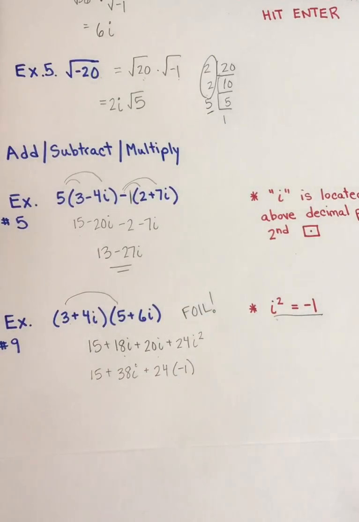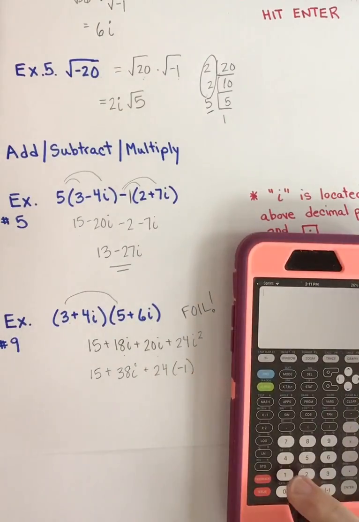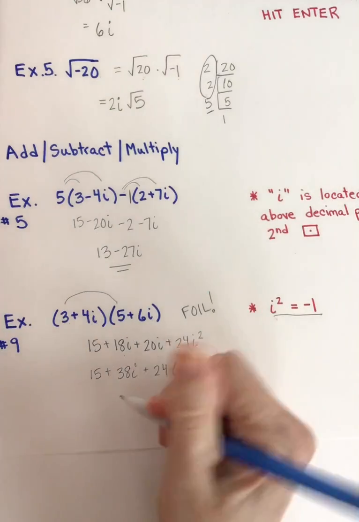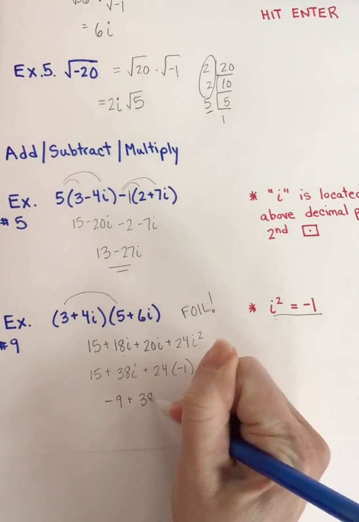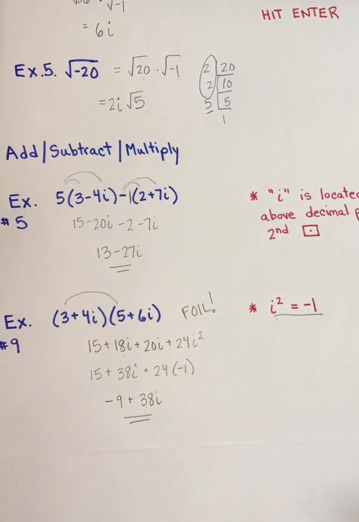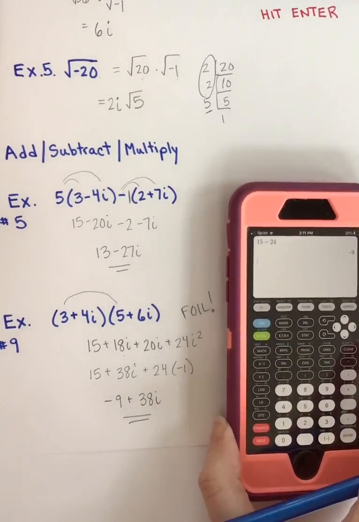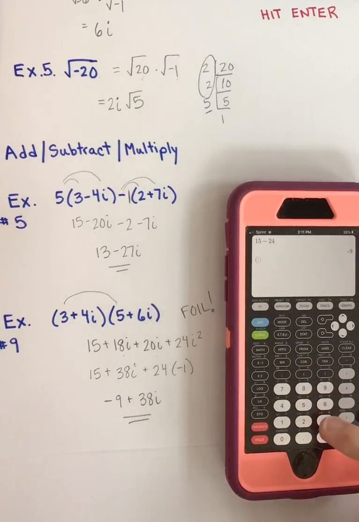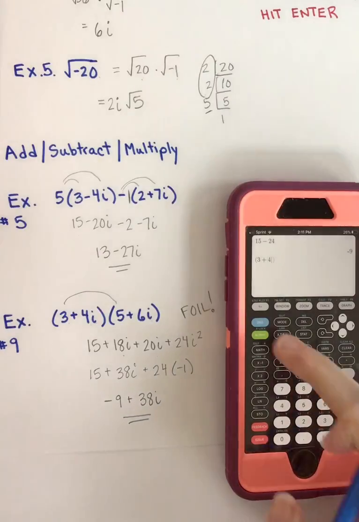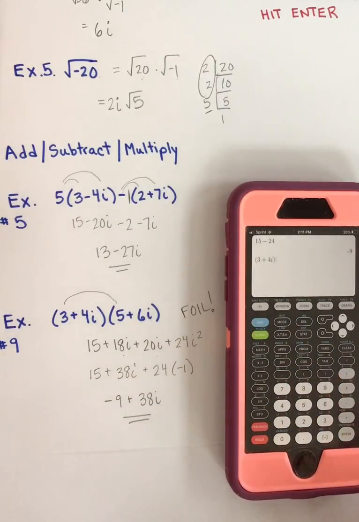Now from here, 15 minus 24, and again, you are welcome to use a calculator if you feel like that's helpful to you. 15 minus 24 gives me negative 9 plus 38i. They are not like terms. They will not play together. Friendly reminder, you can absolutely type this into your calculator. So I have 3 plus 4 second i, close parentheses, times, no space between, 5 plus 6i. Negative 9 plus 38i, looks like we did it well.